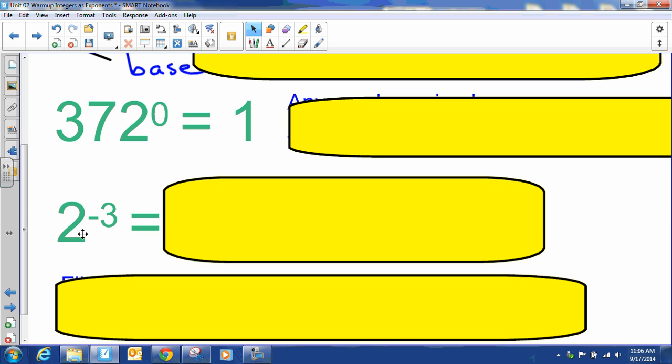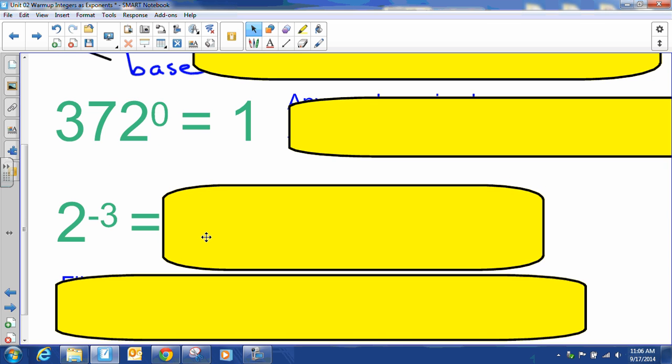And finally, 2 to the negative 3rd power. Before I tell you what the equivalent expression is, I want to give you an example. If we have 2 to the 2nd power over 2 to the 5th power, based on the warm-up, we know that we can just take the powers and subtract them. We end up with 2 to the negative 3rd power.